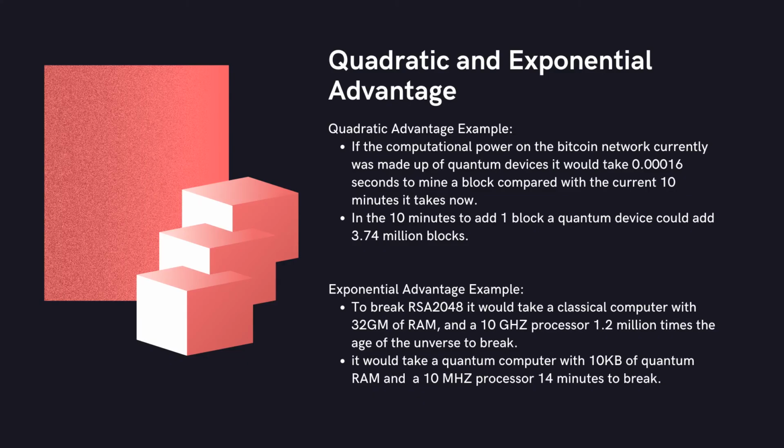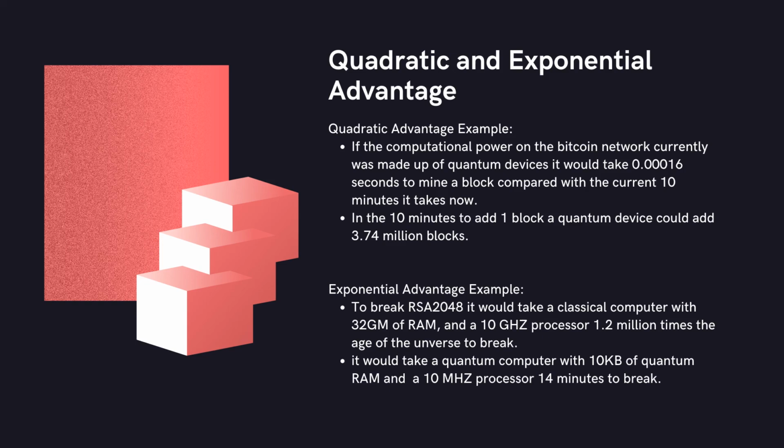Quadratic and exponential advantages. If the computational power on the Bitcoin network currently was made up of all quantum devices, it would take 0.0016 seconds to mine a block, compared with the current 10 minutes. This is the advantage of quadratic speedup. In the 10 minutes to add one block, a quantum device could add 3.74 million blocks.